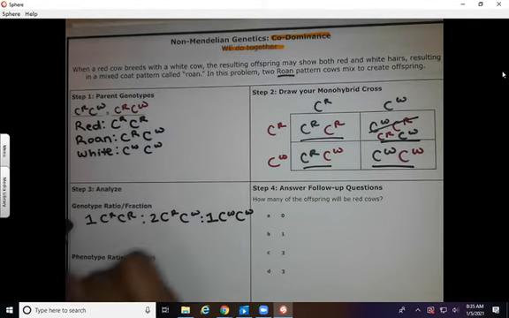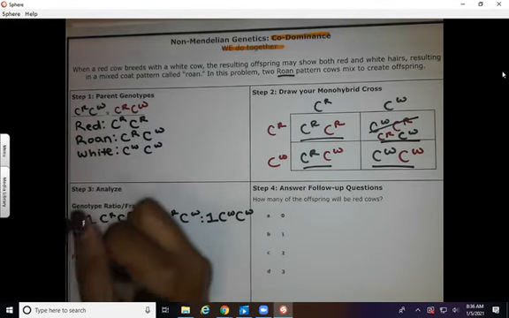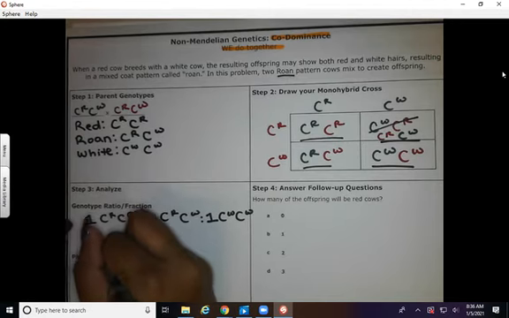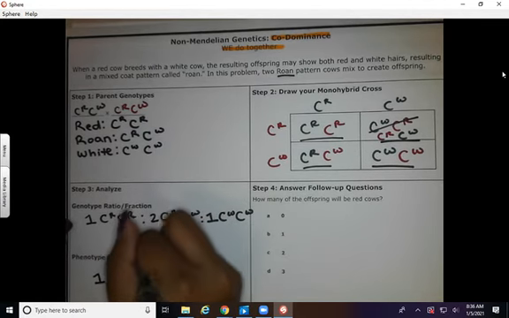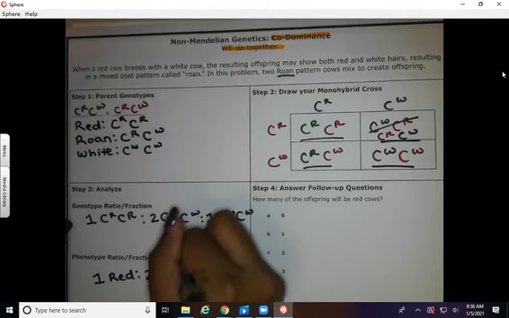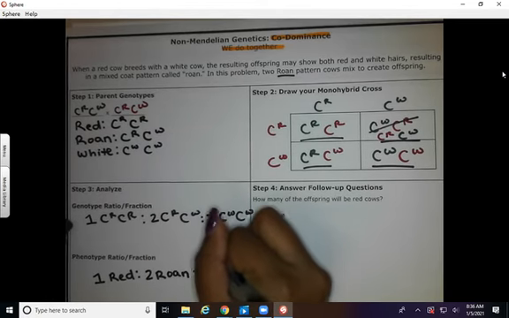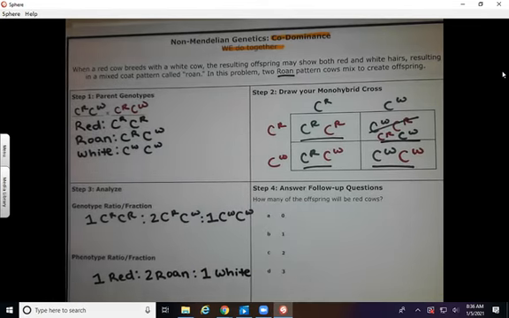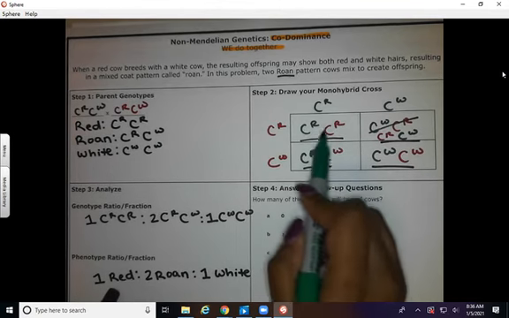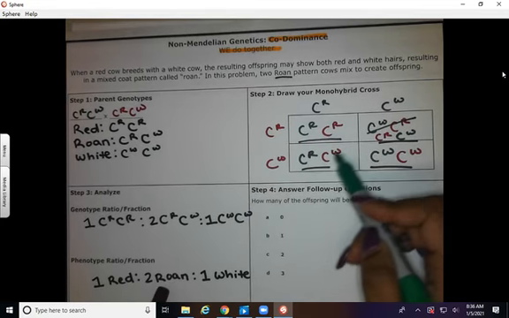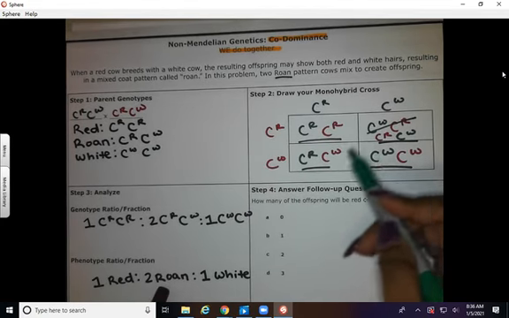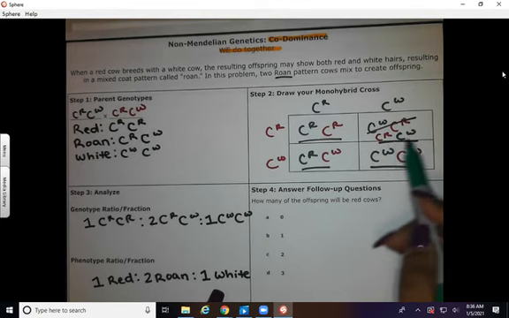Okay, what's their phenotype ratio, what they physically look like? Alright, one of the offspring is red, two are roan, and one is white. Where did I get this from? The one red is right here. Two roan, that means you're showing red and white at the same time, and one is completely white.